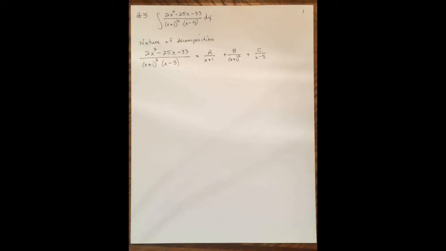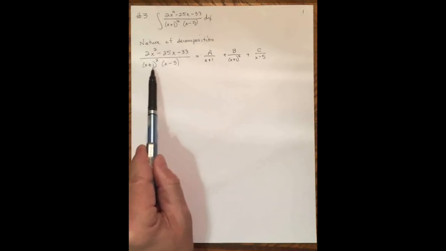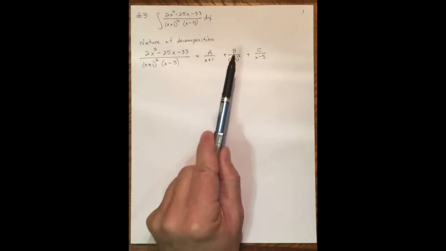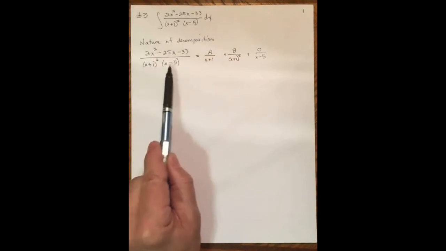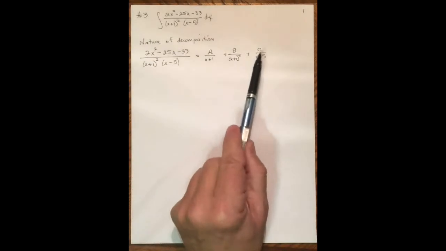Now, let's look at the nature of the decomposition. And you can just pause the video and write this down and get caught up. So, we see that we have a linear factor of multiplicity 2, and then another linear factor of multiplicity 1. So let's consider the term that's linear with multiplicity 2. Now the term is linear, so we're going to have a over x plus 1 and then b over x plus 1 squared, and that takes care of this term. The last term will just be c over x minus 5.